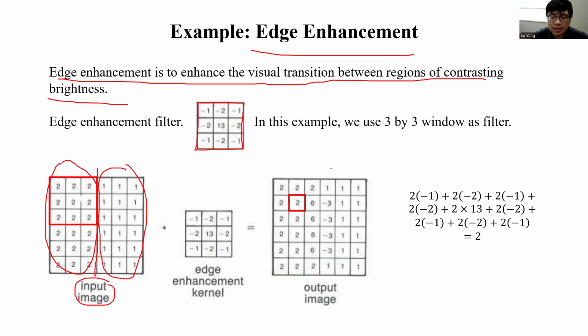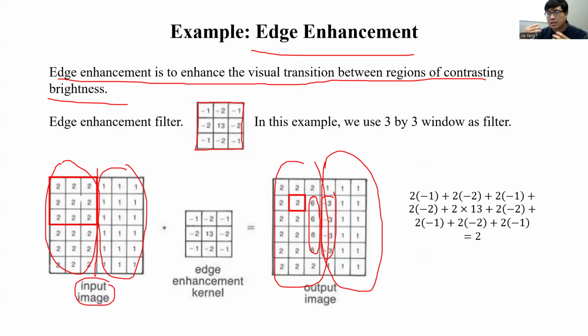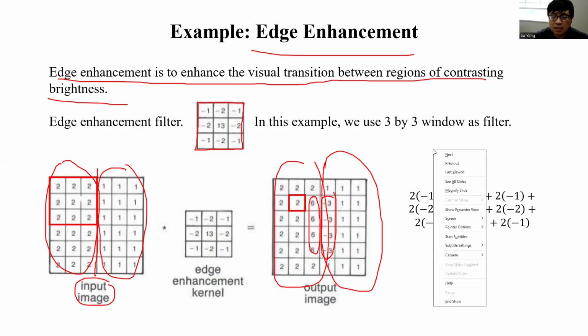Let's look at the output layer. For the left side, the value turns into 6. For the right side, at the edge, the value turns into -3. So the difference is 9, from -3 to 6. If you look at the remote sensing image, the edge will be very clear because the difference is very large. That is the effect of the edge enhancement. Now let's take a look at how we did that.